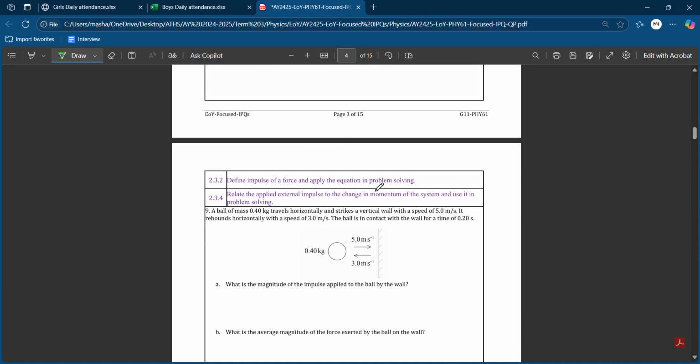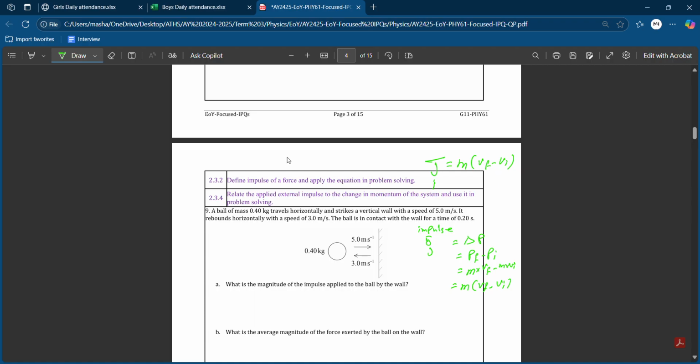For question number 9, we will talk about impulse. What is impulse? It is J, or I. The impulse formula is the difference in momentum, which means P final minus P initial. Since the mass is constant and does not change, it is mass times V final minus mass times V initial. We can simplify the formula to mass times (V final minus V initial). So impulse, J or I, equals m(V final minus V initial), and it has the same unit.